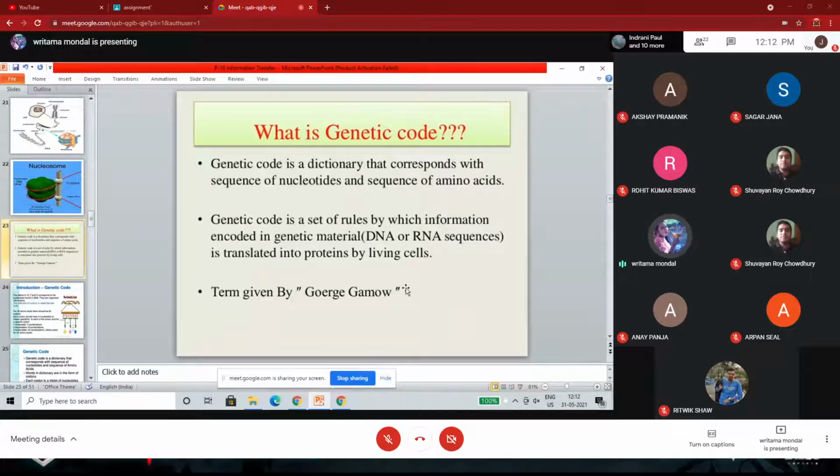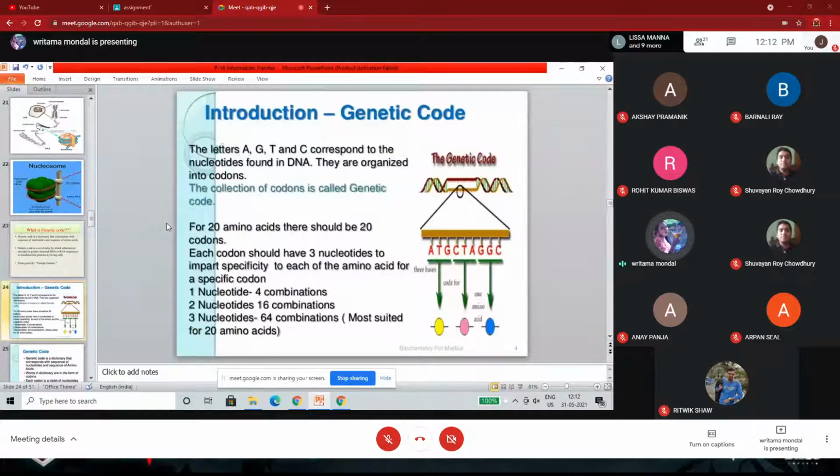So we have studied the genetic code. What is genetic code? It is a dictionary, a code that corresponds the sequence of nucleotides with the sequence of amino acids. We have read the codon and the anticodon. Codon is present on the mRNA, and anticodon is opposite, joined by complementary base pairing. Anticodon is present on tRNA.